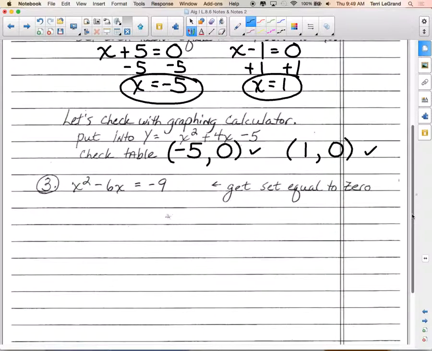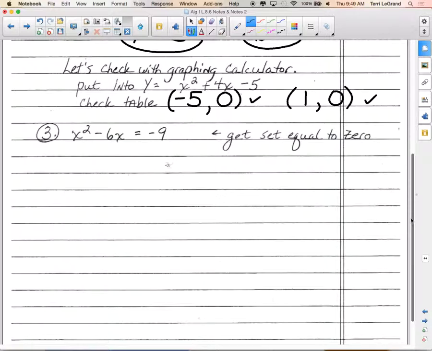Okay, questions so far? Okay, let's try one more where a is not 0, where a is equal to 1. But is this one set equal to 0? No. So what should we do? Okay, add 9 to both sides, so get that 9 over there with it. So when it moves to the other side, it becomes a positive 9? Yeah. Okay. Now let's identify our A, B, and C.